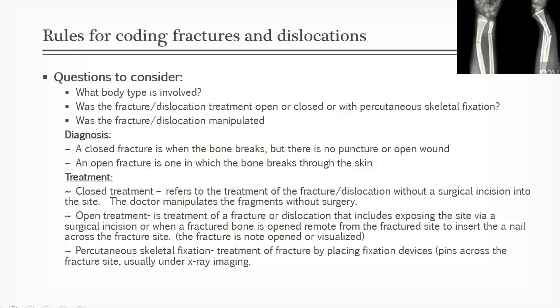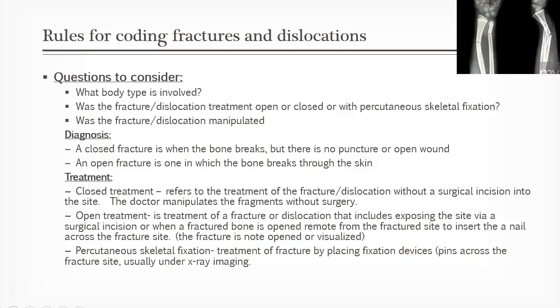And then for the treatment, closed treatment refers to the treatment of a fracture or dislocation without a surgical incision into the site. The doctor basically manipulates the fragments without surgery. And then with an open treatment, the fracture or dislocation includes exposing the site via any surgical incision, or when a bone is opened remote from the fracture site to insert a nail across the fracture site. So the fracture is not open or visualized in this particular case.